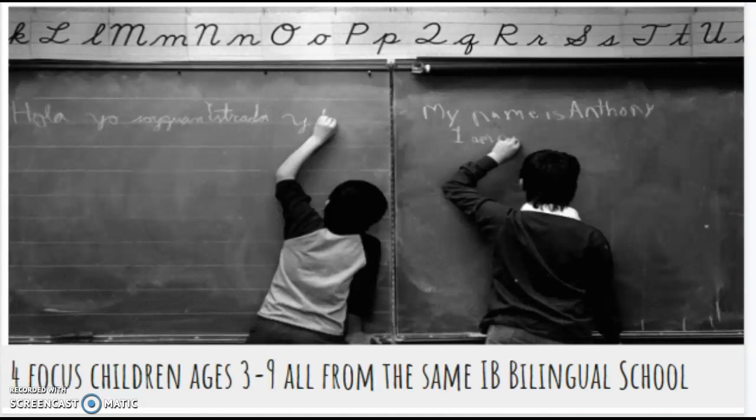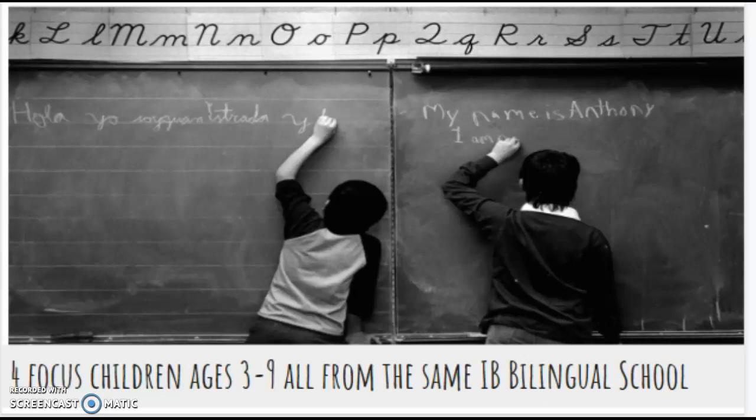The four focused children in this project, their ages range from 3 years old to 9 years old, and they're all from the same IB bilingual school. Two are in preschool and two are in 3rd grade of primary. It is important to mention that the parents selected were chosen with a goal. Two sets are Spanish bilinguals, where one parent has a strong proficiency in English, they're L2, and the other two sets of parents, there's at least one adult who is a native English speaker married to a Spanish L1 speaker.